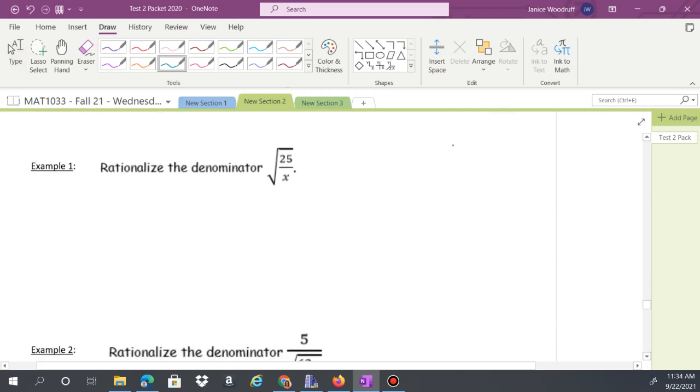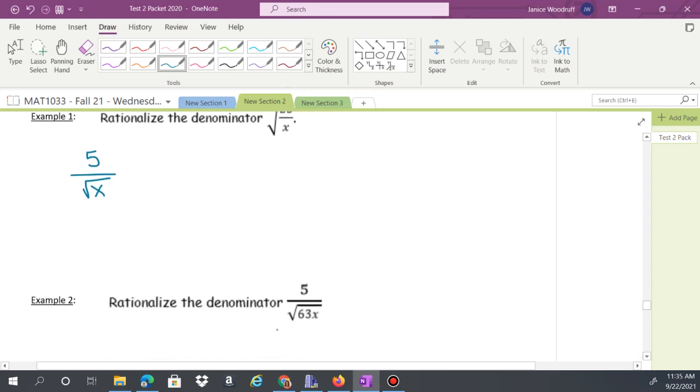okay, square root of 25 over x. Break that out into numerator and denominator. Now this one, you simplify that, that's easy. That's just 5. When I say wait to simplify, it's if it's like the one down here where it's not a perfect square. Perfect square, that's easy to simplify.